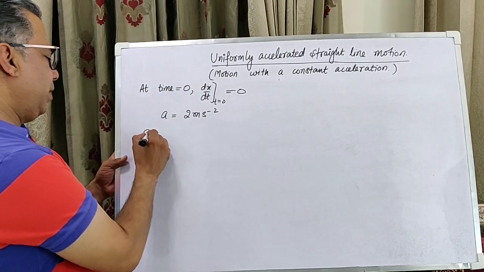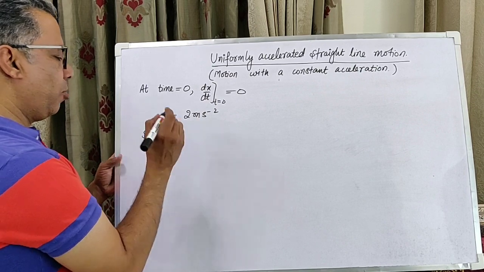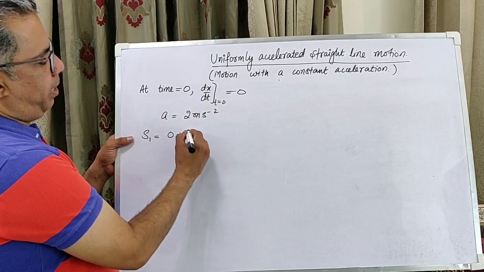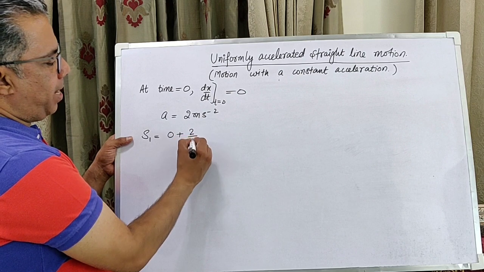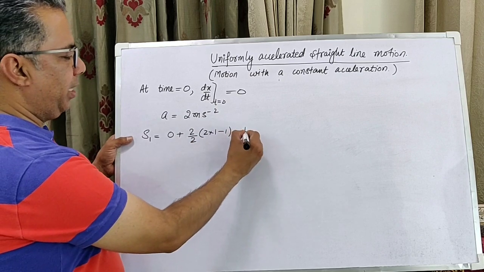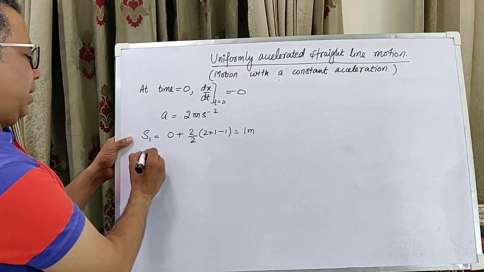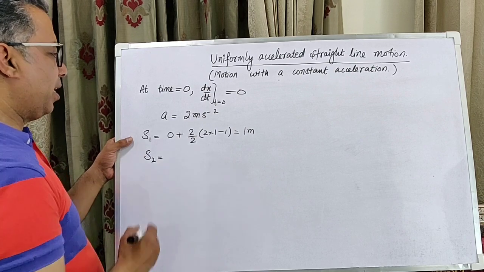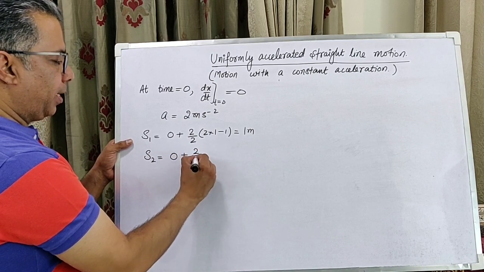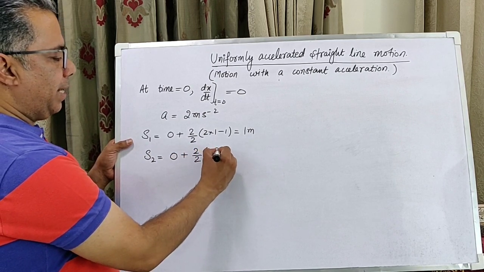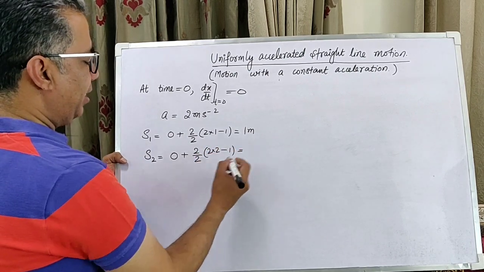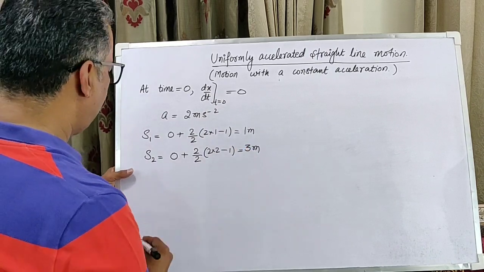Now in this motion, the displacement in the first 1 second interval will be u plus a by 2 into 2n minus 1. Now this comes out to be 1 meter. Then the displacement in the second 1 second interval will be again u, that's 0, plus a by 2 into 2n minus 1. N now is 2, the second 1 second interval. This time we get 3 meter.